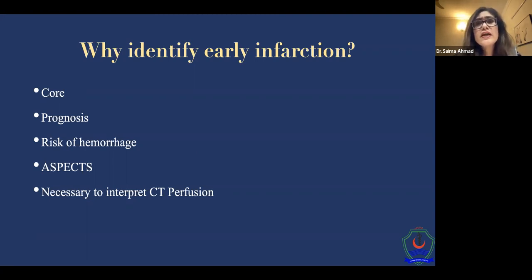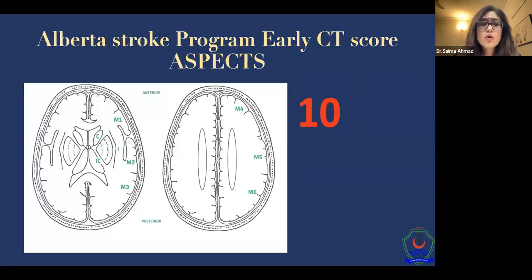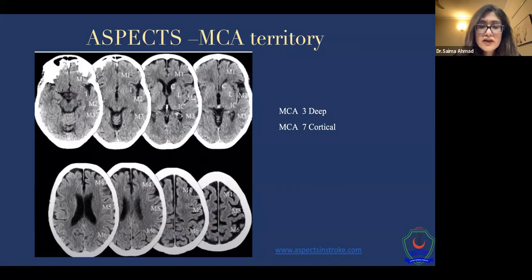The ASPECTS scoring is a 10-point scale scoring, which covers the 10 areas of the MCA territory. It was developed long ago and is well established now. So these are at the ganglionic and the supraganglionic level. And you need to learn this. And there is a website, www.aspectsinstroke.com. You have lectures there. You have ASPECTS scoring, a lot of cases there. You can practice there.